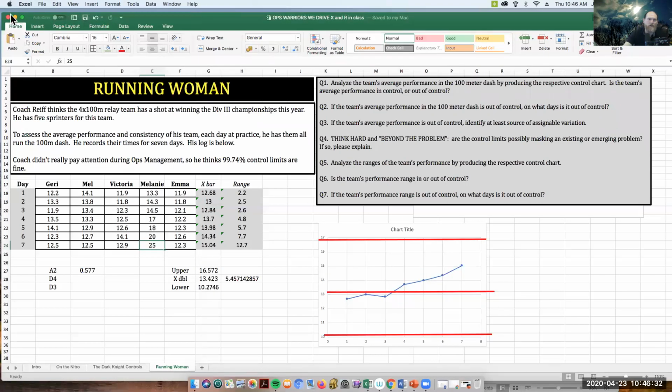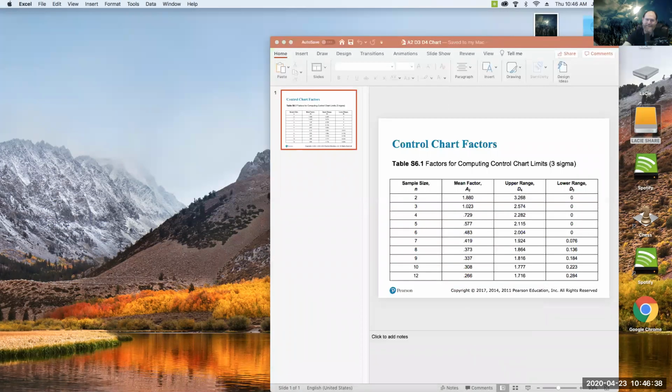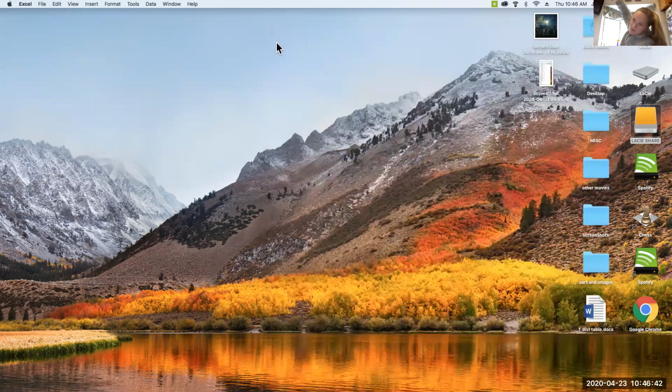All right, Miss Ellie, what's on your mind? Well, I have two questions, two different topics. The first one: if you always do an X-bar and R chart together, then what's the purpose of the equation if you know the standard deviation, if you're going to have to use the other one no matter what?